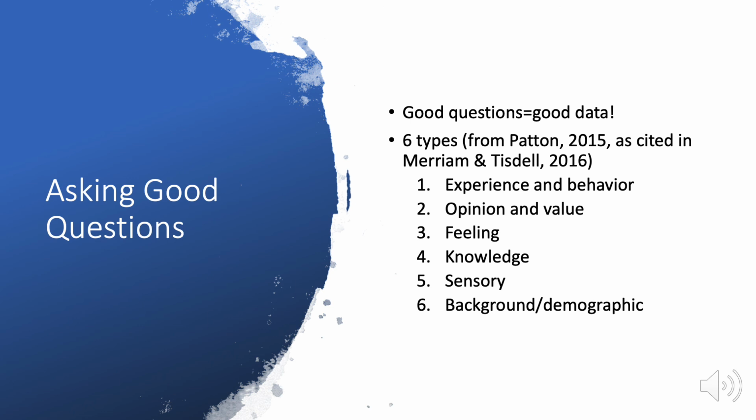Patton describes 6 types of questions. You can ask questions about experiences and behaviors. You might ask about opinions and values. You could ask about how they feel about something, their kind of knowledge, what they already know or what they would like to know. Sensory information, how they've experienced sights, sounds, tactile sensations, perhaps. And sometimes it's relevant to ask about background or demographic type questions.